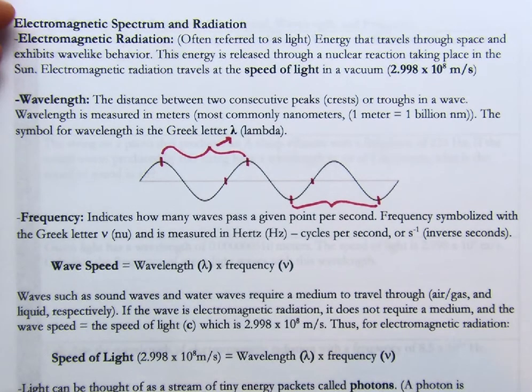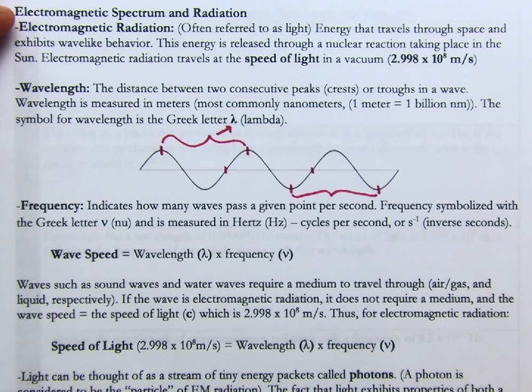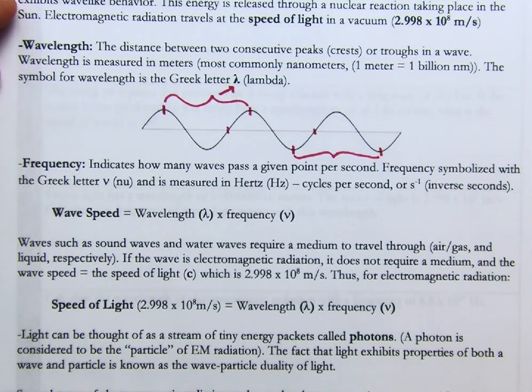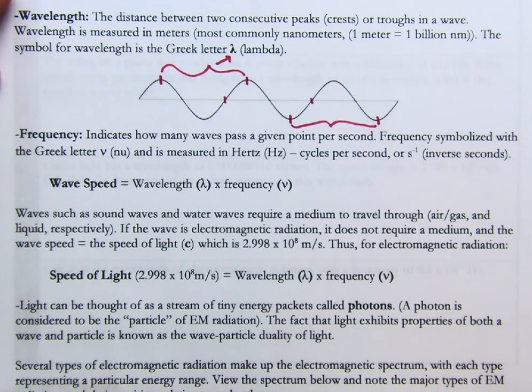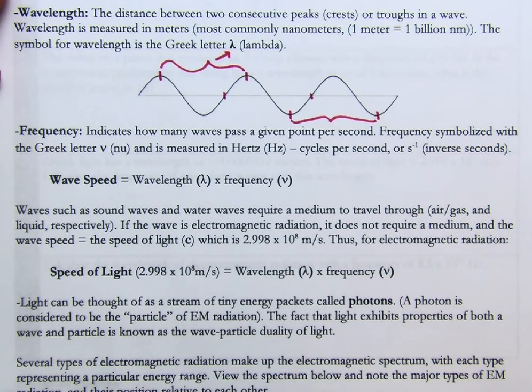Now, electromagnetic radiation, we say it displays wave-like properties, but it also has properties consistent with a particle. This is called the wave-particle duality of light. So you could think about light as a stream of tiny packets called photons. A photon is sort of like a tiny packet of electromagnetic radiation.